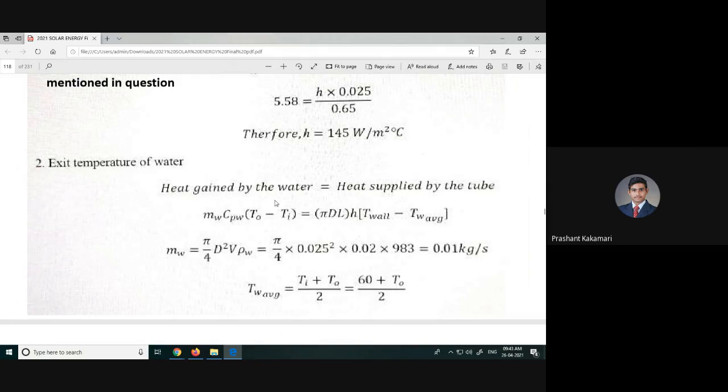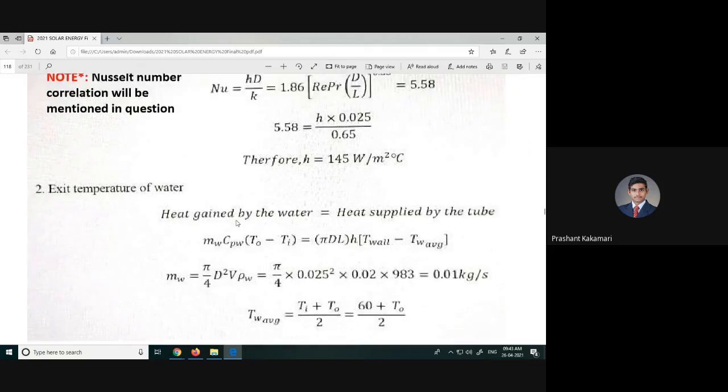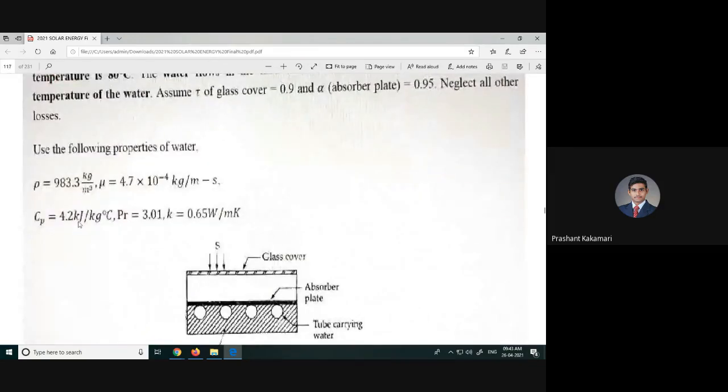Now, as I told, heat gained by any liquid in a tube or any process, we use m Cp delta T. Delta T is the temperature difference between the exit temperature and the inlet temperature. Here we don't know the mass flow rate of water, but some other values are given to find it out. The Cp value of water is given in the problem.